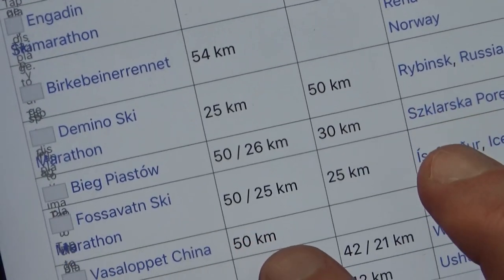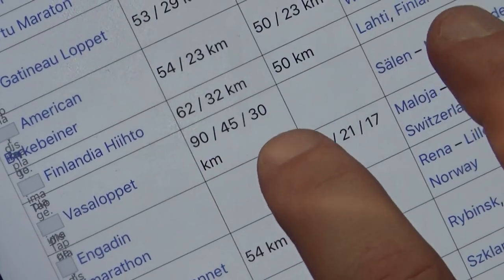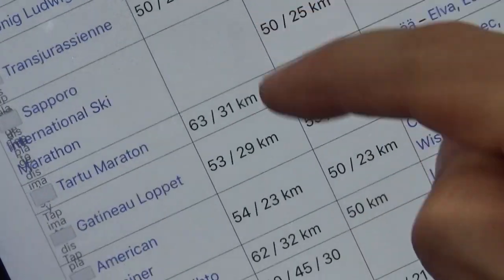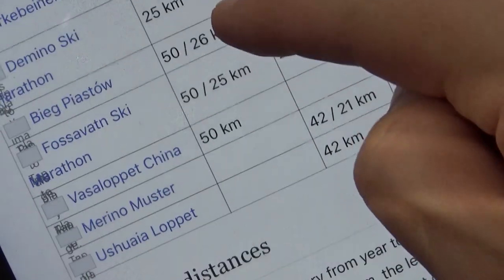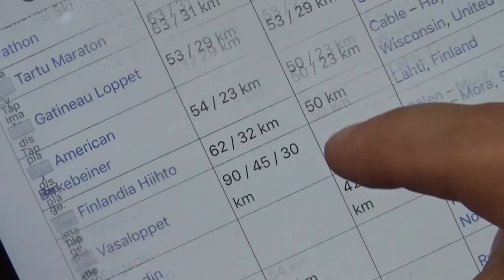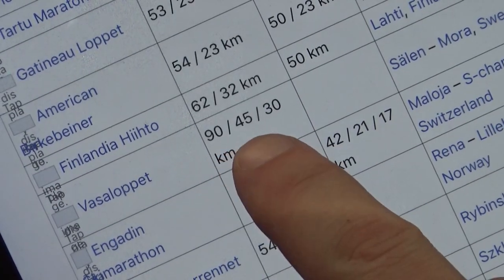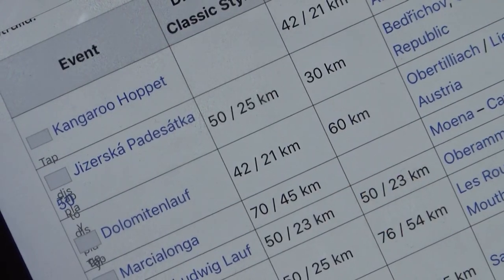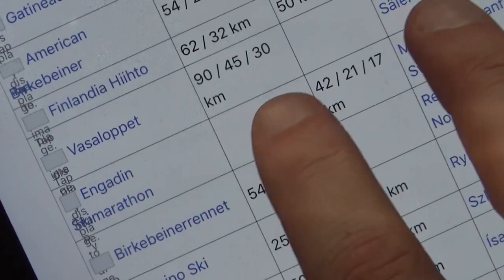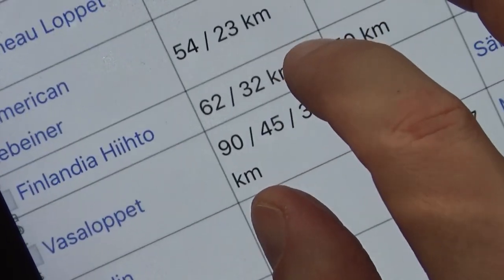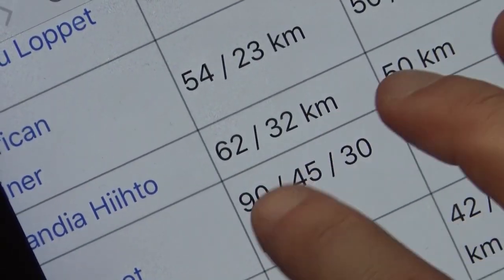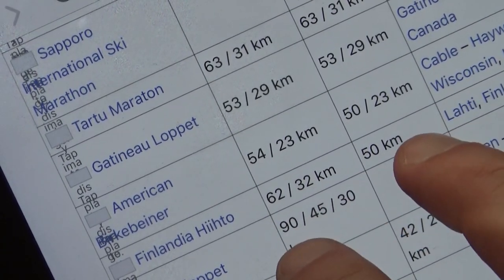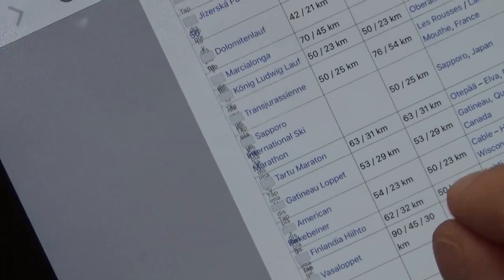So yeah, it looks like the Vasaloppet is a quite long distance. Three different distances, I'm not sure the difference between them, but the distance I'm showing here is the 90 kilometer one.